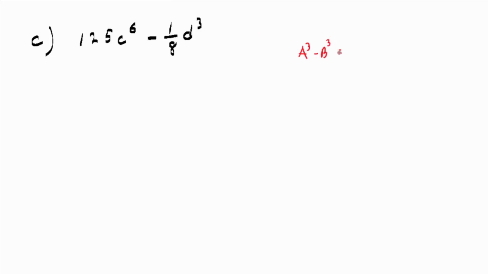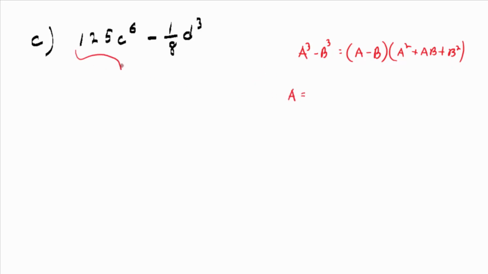a cubed minus b cubed factors to be the quantity a minus b times the quantity a squared plus ab plus b squared. Write it down every time you use it until you have it, until you can picture it in your head. Okay, what's acting like a in this case?